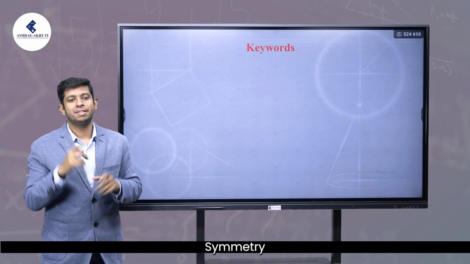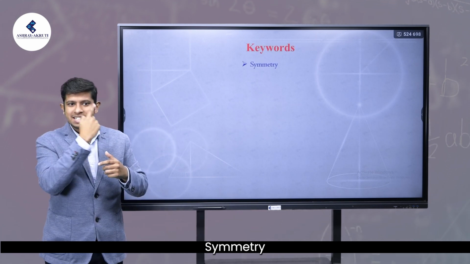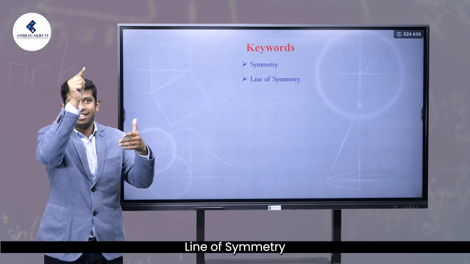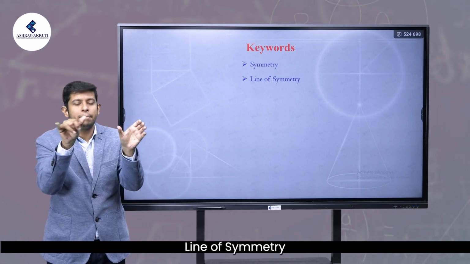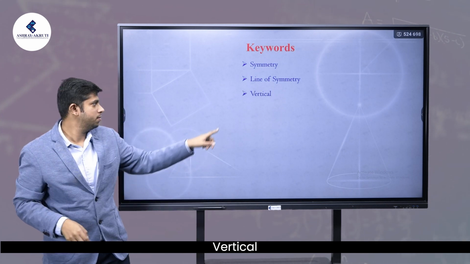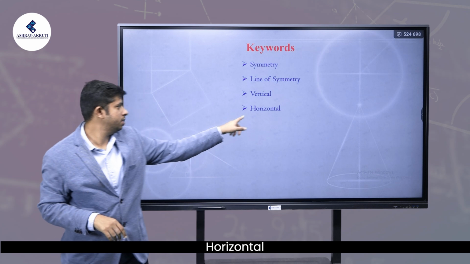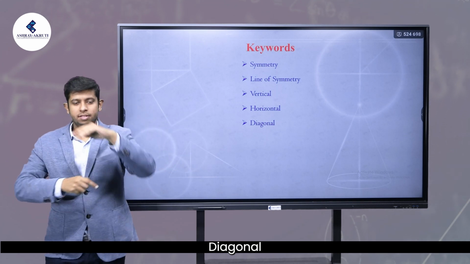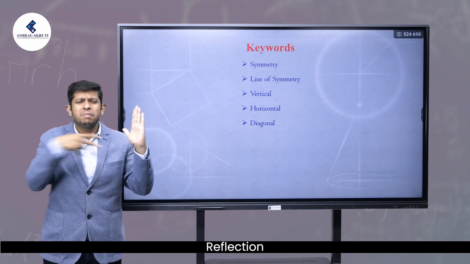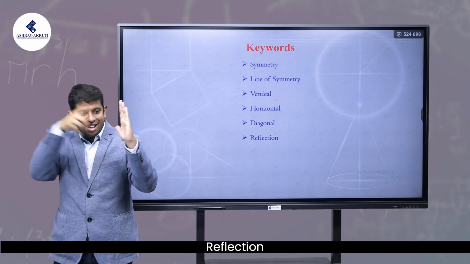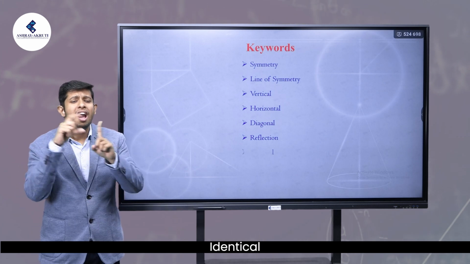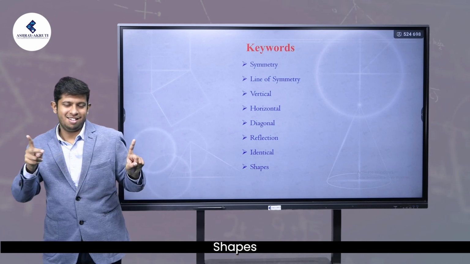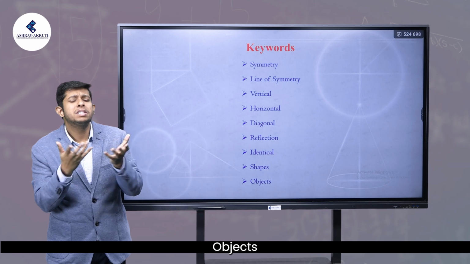Keywords from this lesson are symmetry, line of symmetry, vertical, horizontal, diagonal, reflection, identical, shapes, and objects.